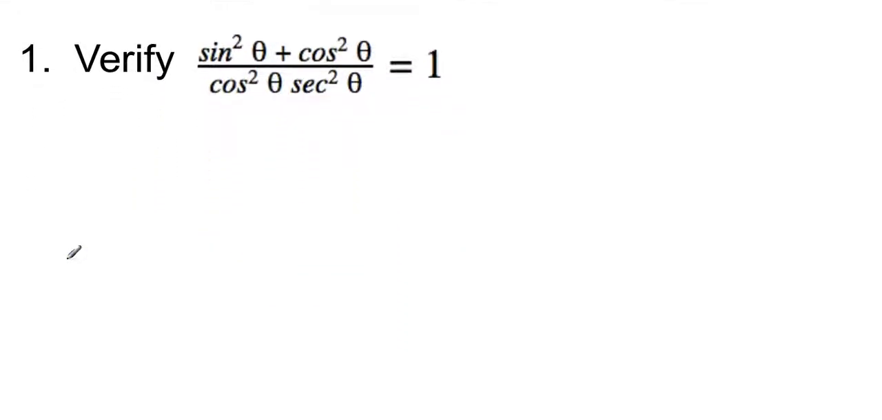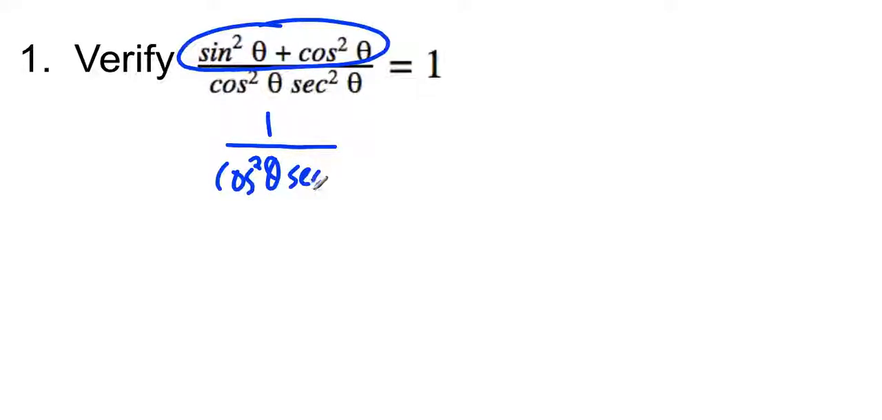So we want to verify that sine squared theta plus cosine squared theta over cosine squared theta times secant squared theta is in fact 1. So our first bit of advice is we're going to work with the more complicated side, which clearly is the left side. So hopefully this jumped out right at you at the beginning. Sine squared plus cosine squared, that's one of your Pythagorean identities. Sine squared plus cosine squared equals 1. So you can replace that entire mess with 1. So 1 over cosine squared theta, secant squared theta equals 1.